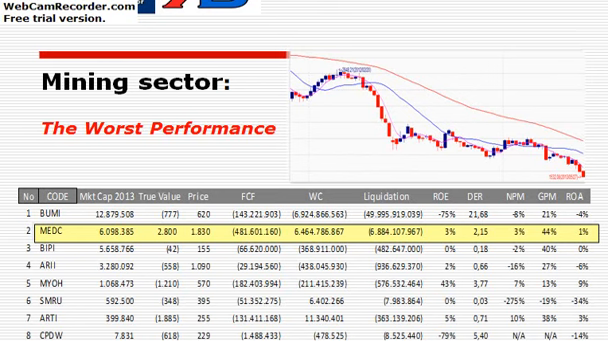Is Medco actually overvalued? The price is 1,800 and the true value is 2,800. Is it worth it to buy? Wait a moment. True value is not necessarily good for buying, but it needs further analysis. Okay, let's talk one by one.